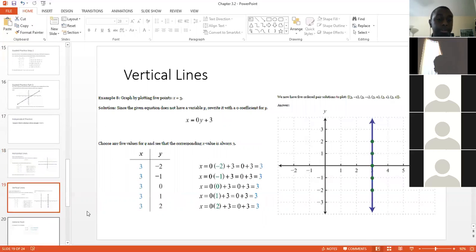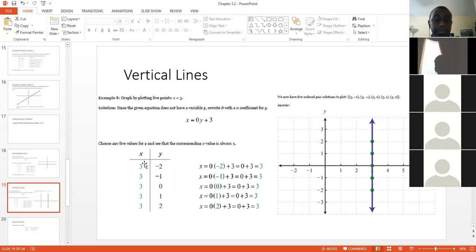For a vertical line, x is equal to something. So here, we don't have a variable y. There's no variable y. So we can do the same thing we used for the horizontal line. We can add a 0 in front of y and say that this is still a linear equation.